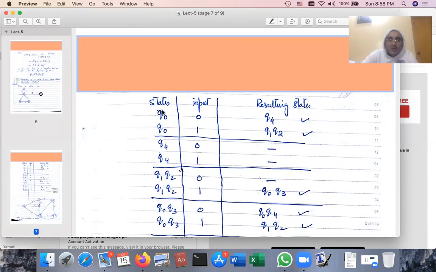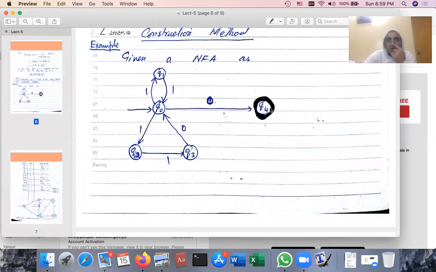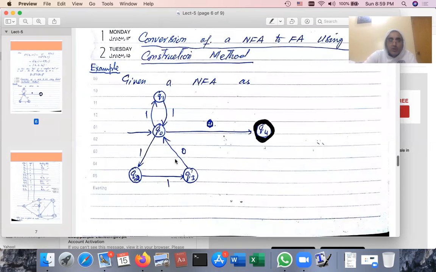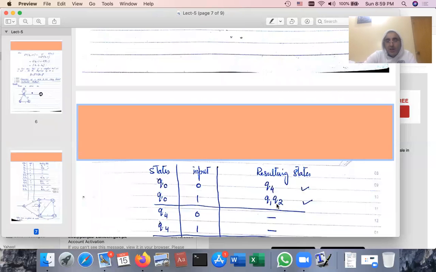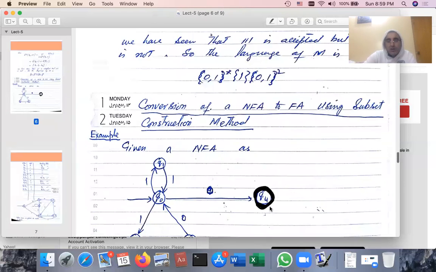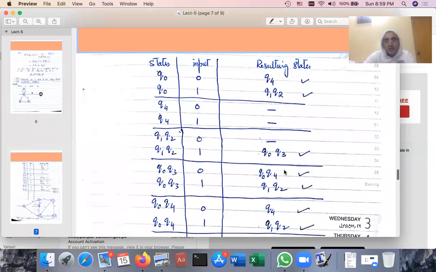So at Q0, taking input symbol 0, I am reaching Q4. At Q0, taking input symbol 1, I am reaching Q1 and Q2. So Q1 and Q2 is the pair that comes in the resultant states. Now this Q4 is a new thing, so I go with Q4. Q4 with 0 and Q4 with 1: I don't have any edges here, so it is null in both cases.